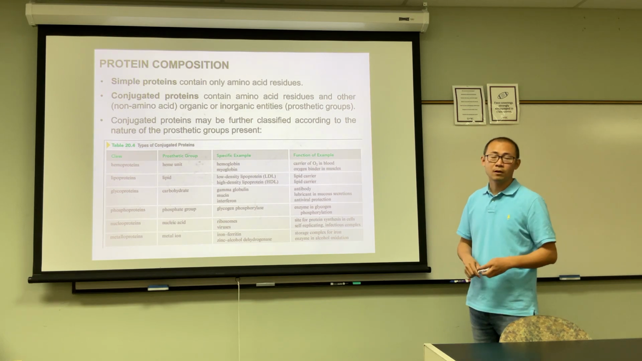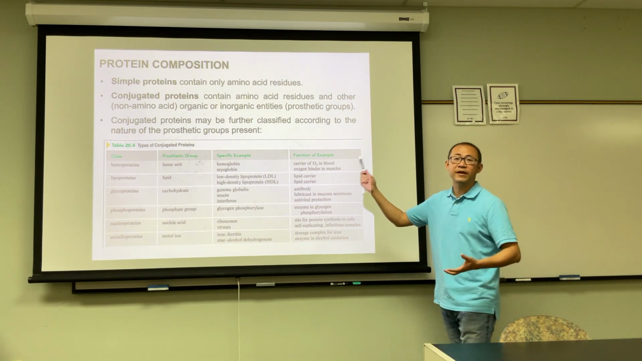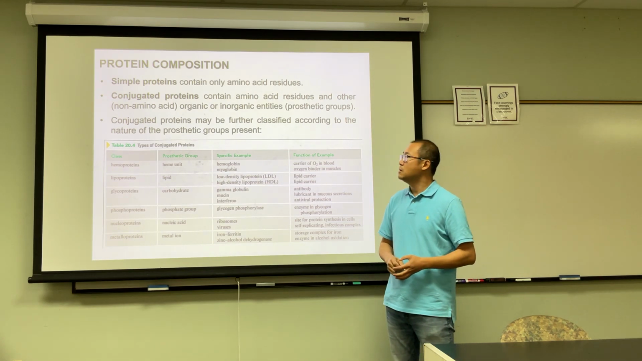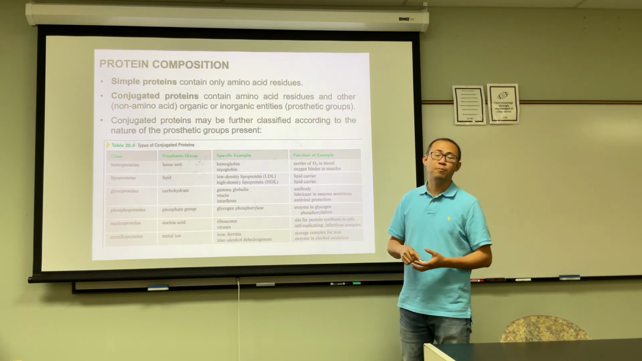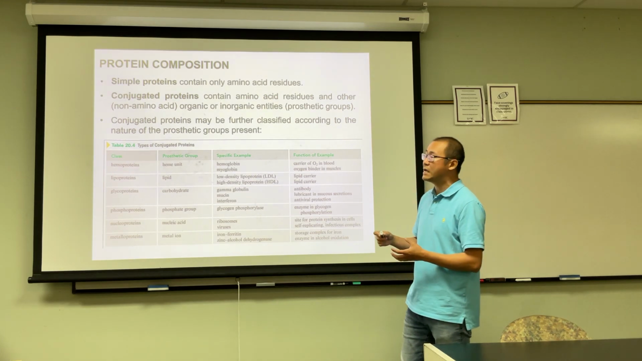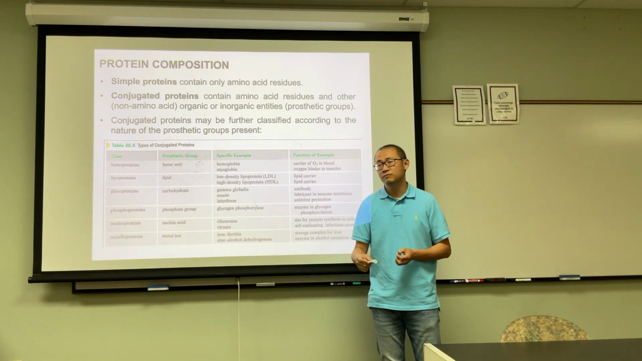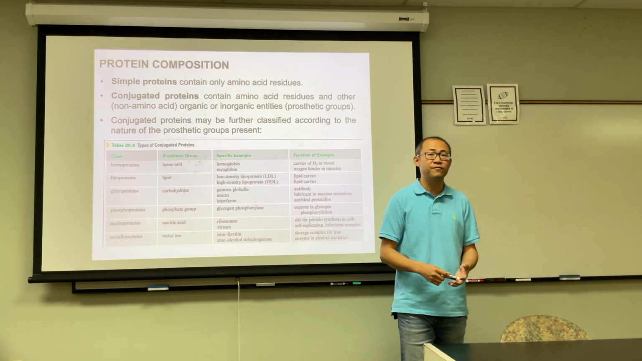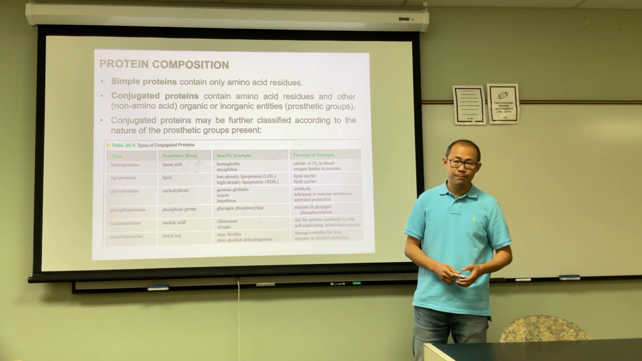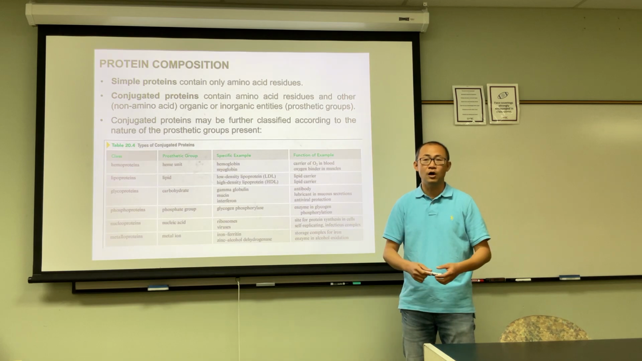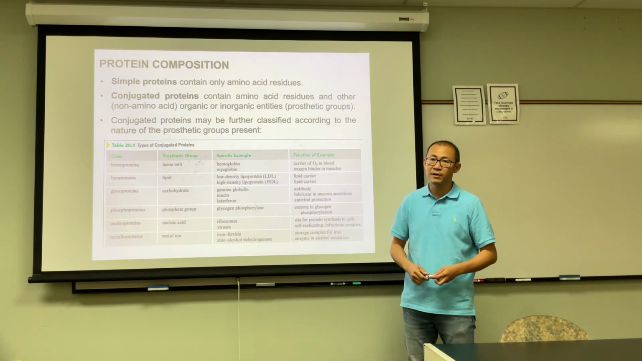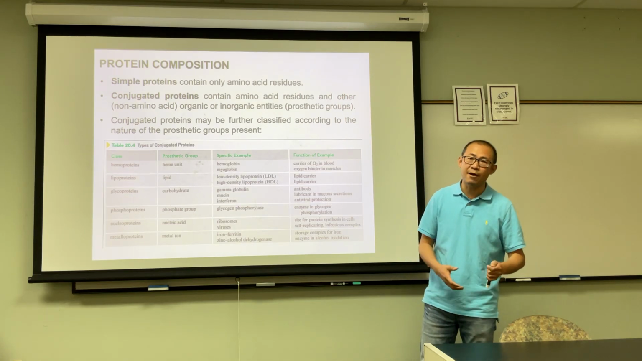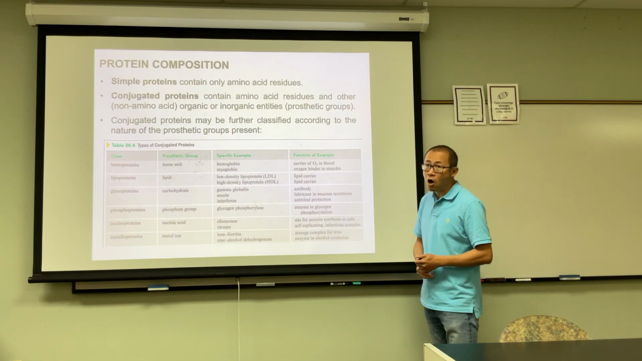Okay, proteins can be classified into two types. One type, which is not that common, is called simple proteins, which contain only the amino acid polymer, the chain of amino acids. That's it. The ones we have seen before, in the first part of the chapter, are simple proteins. They are basically a polymer of amino acids, a chain of amino acids. But most proteins, especially proteins that carry a function, are conjugated proteins.